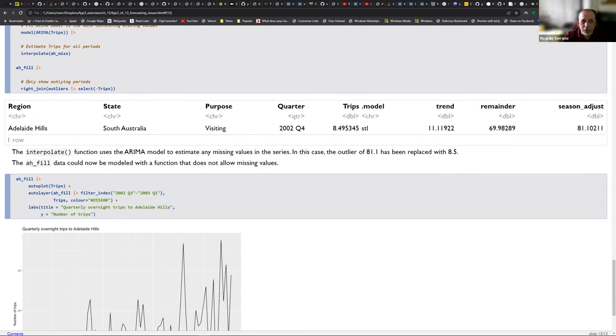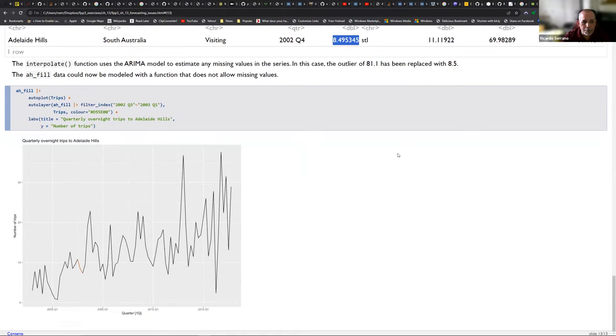And then if you want to show only the outlying periods, we're going to do a join with outliers and deselect the trips. And this is the imputation that we have. So for the region in the 22nd quarter, the trips model, the imputed value is going to be this one. It's going to be 8.49 for the STL, and for the trend it's going to be 11.